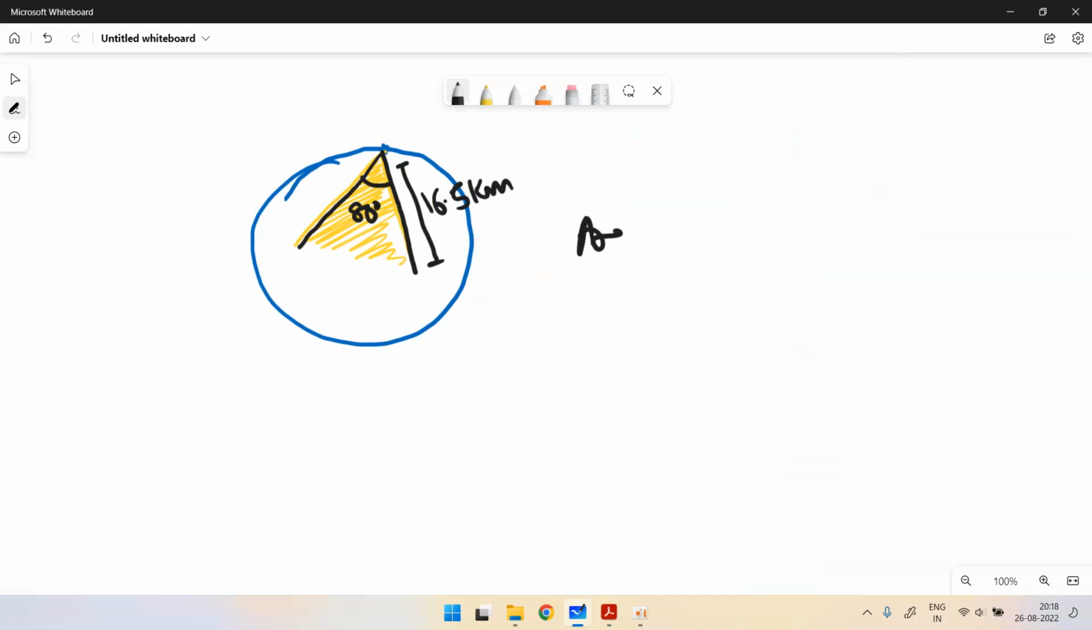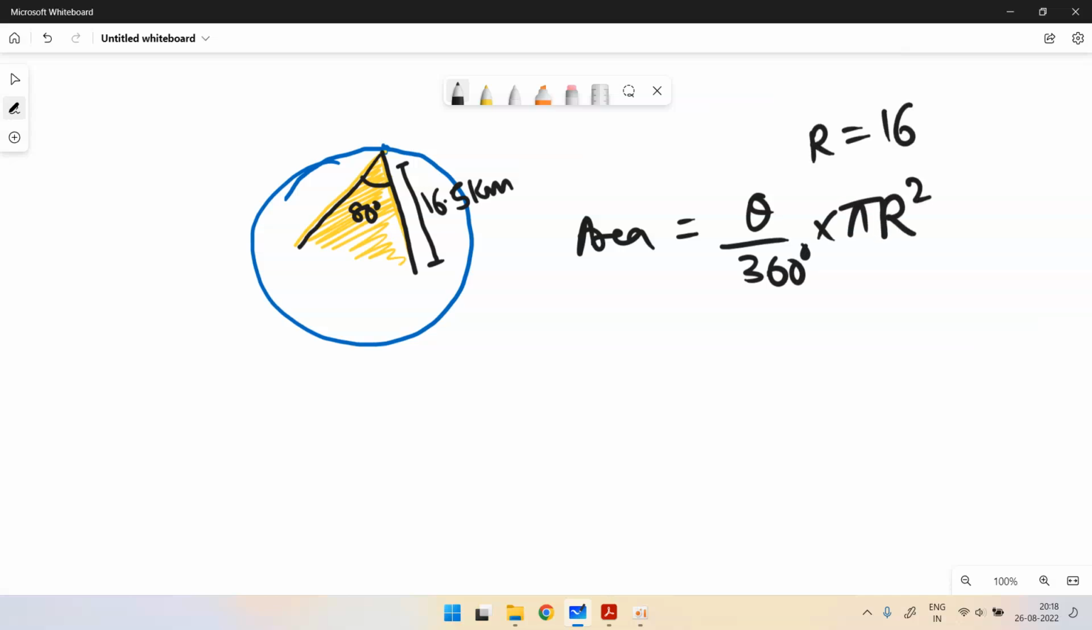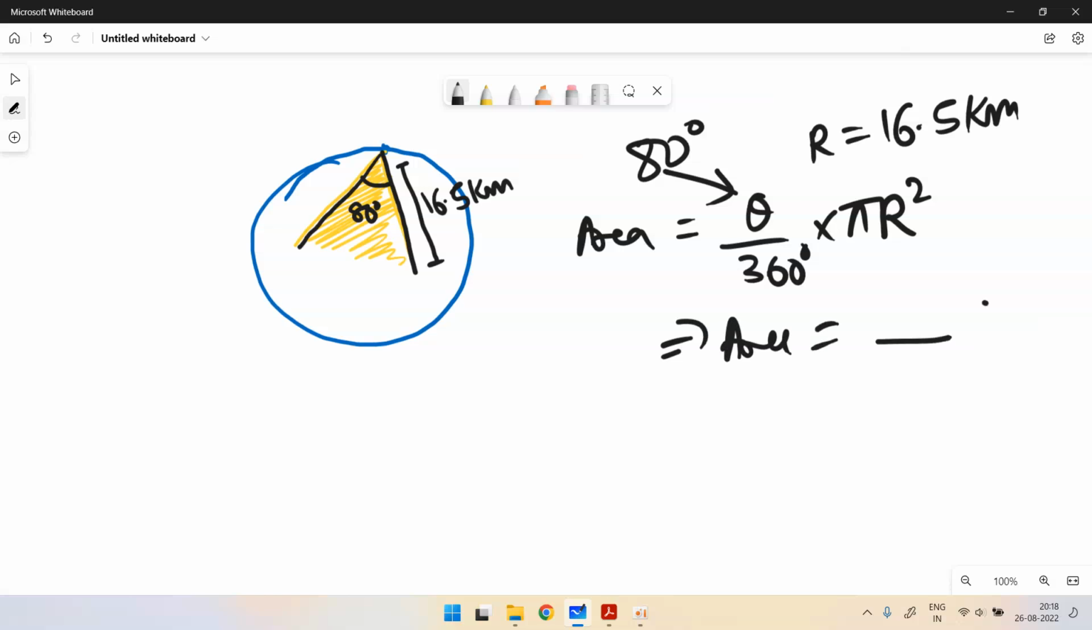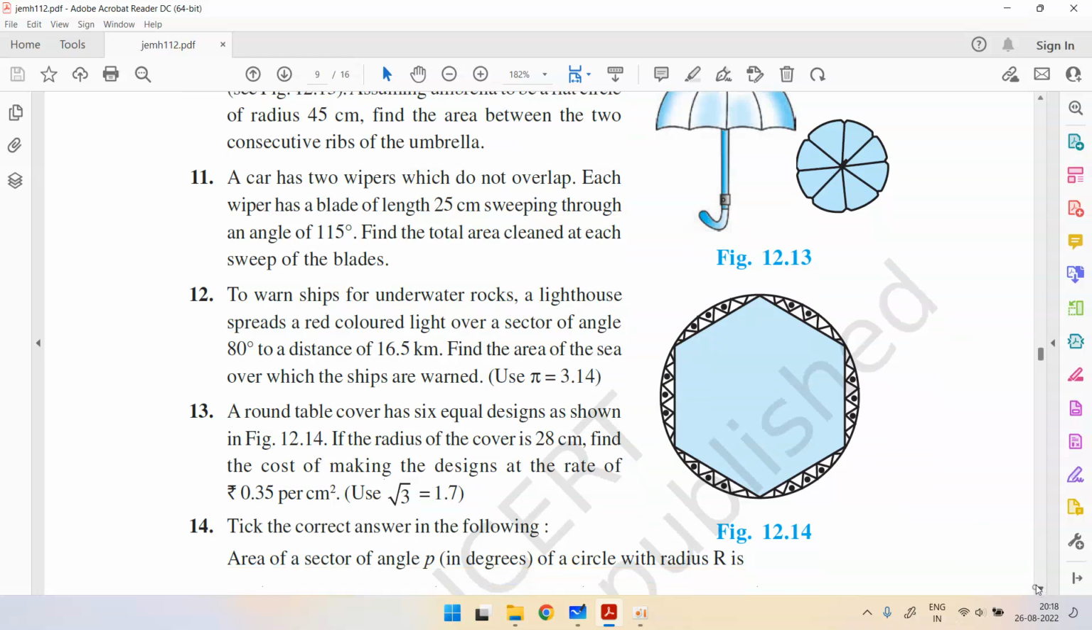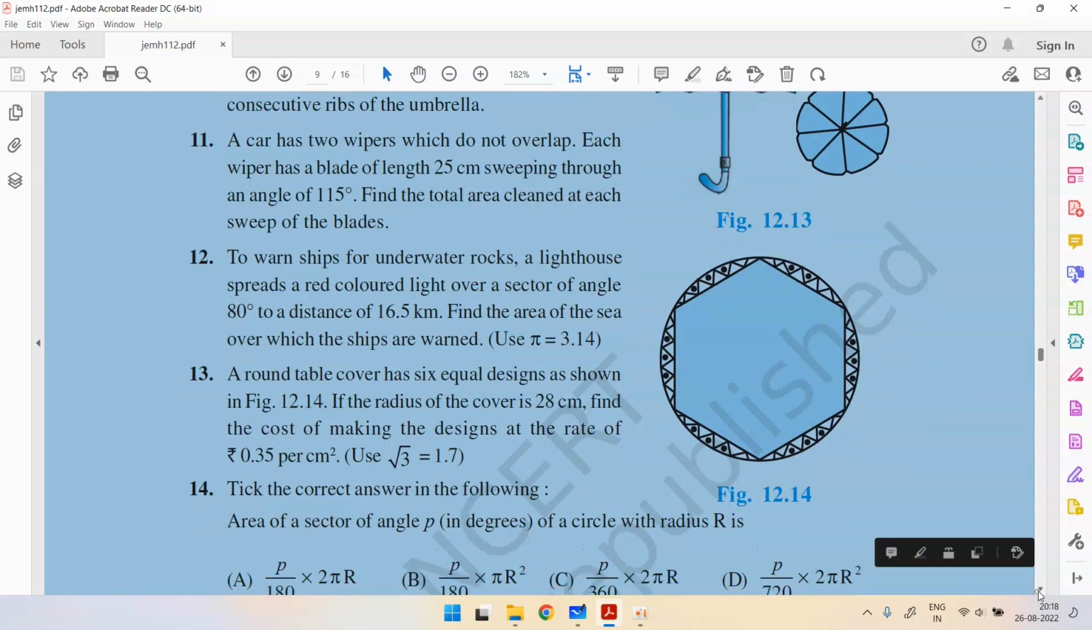So the area up to which the ships are being warned is given by theta by 360 degree into pi r square. Here r is nothing but 16.5 kilometers and theta is nothing but 80 degrees. If you put the value you will get the area in kilometer square. Directly put the value and you will get the answer, and you have to substitute the value of pi as 3.14 as given in the question.